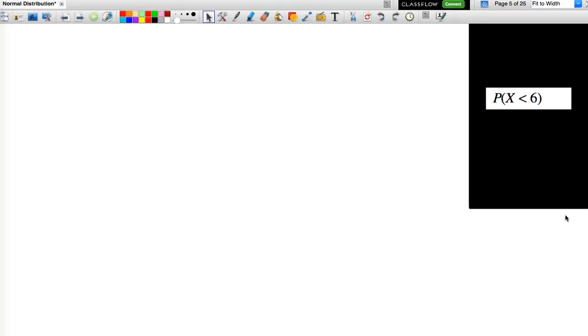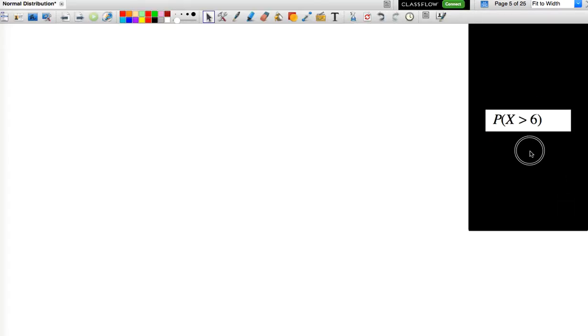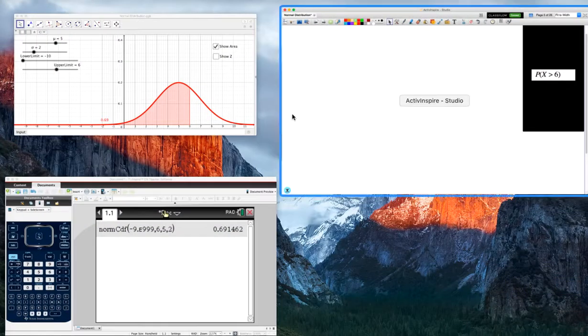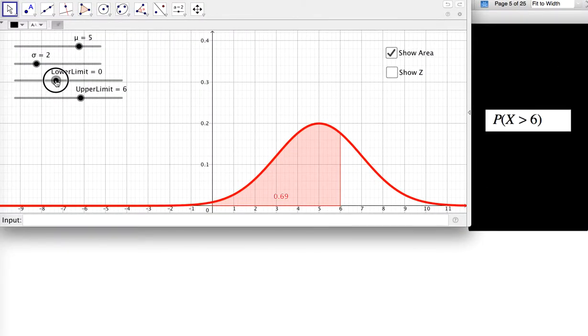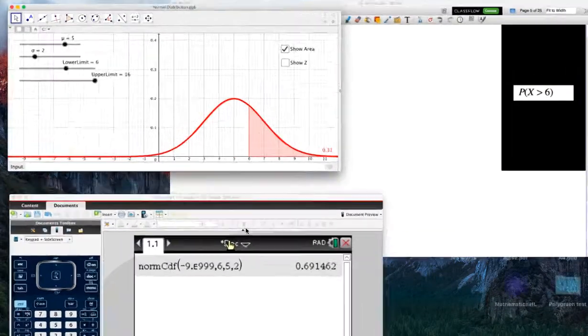I can then calculate other probabilities. So let's say, for example, I wanted to work out the probability that x is greater than 6. So probability that x is greater than 6 means that now my lower limit is going to be 6, and my upper limit will be positive infinity. So that's the sort of shading that I'll get from that. I can again type that into my calculator.